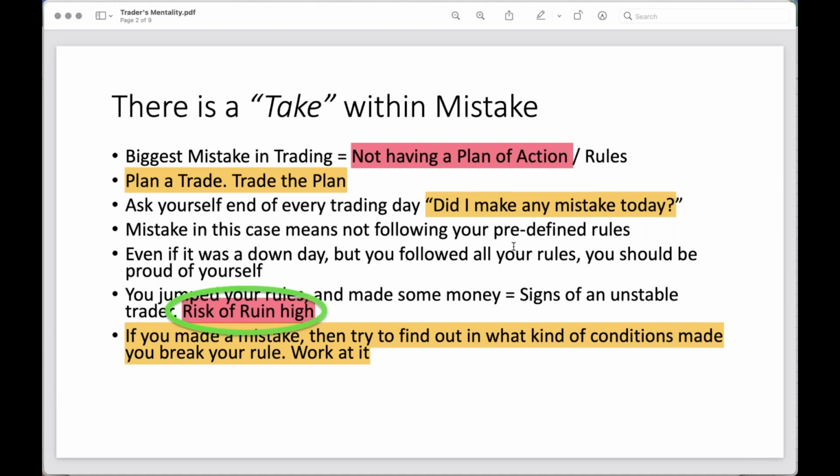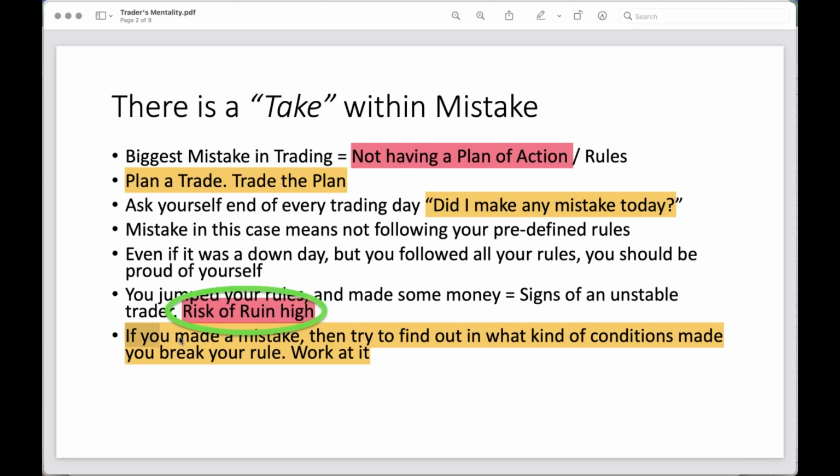Overriding your rules at times is fine, but if you continue to do it multiple times, it increases your risk of ruin. Risk of ruin is very high when you're breaking your rules multiple times, over and over again. I had this tendency to do this. I am the kind of person who tends to do this. It takes time. So try and figure out to what degree you are managing to stick to your plans.